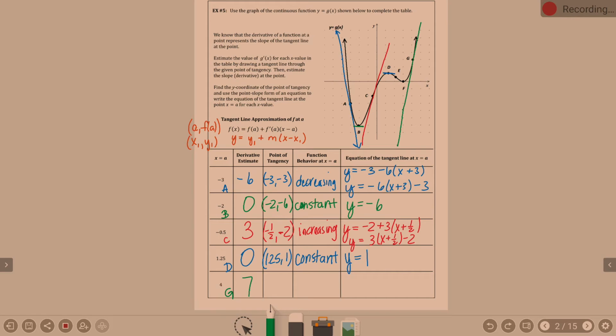But I'm okay. What ordered pair is this? 4, 3. Yeah, 4, 3. What's my function behavior? Increasing. y equals 6 times the quantity x minus 4, plus 3. Whatever your slope is. Oh, my slope is 6, yeah. Mine was 8. Mine is 7. I got 2. And again, I'm just sticking with the answer key.